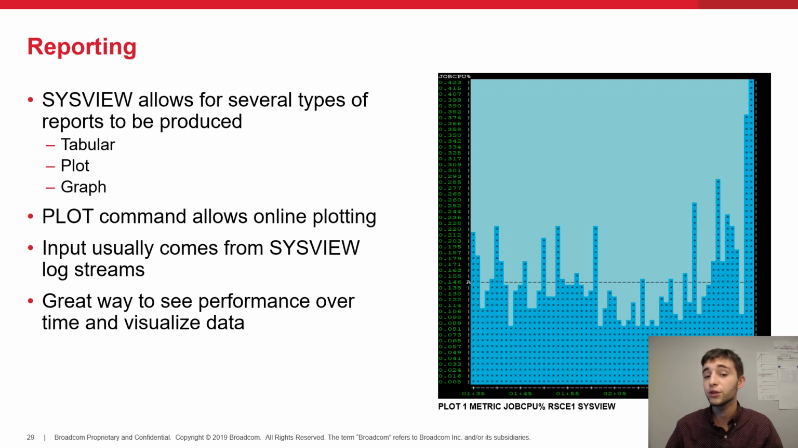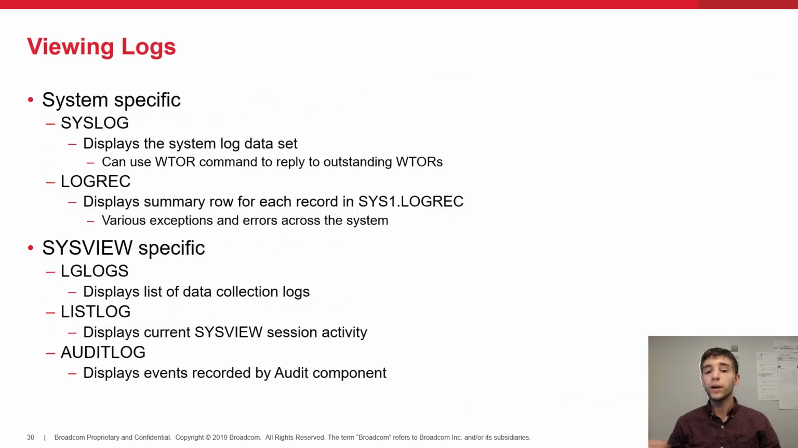The screenshot to the right shows the metric job CPU percent with the resource of SYSVIEW plotted over the last 60 minutes. This means that we are seeing the CPU percent for the job with the name SYSVIEW. One common activity done within SYSVIEW is the viewing of logs. There are several different scopes that these logs may cover, including system-specific, SYSVIEW-specific, or job-specific. To start with, we will discuss some system-specific log commands.